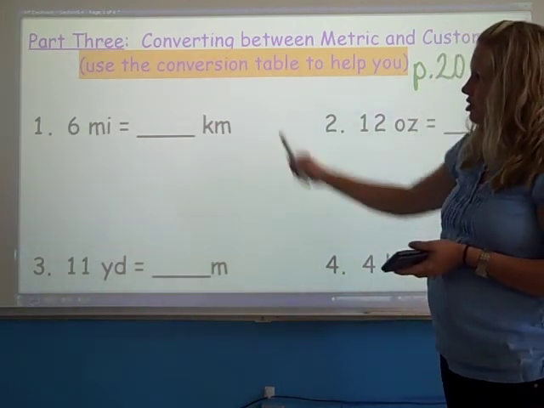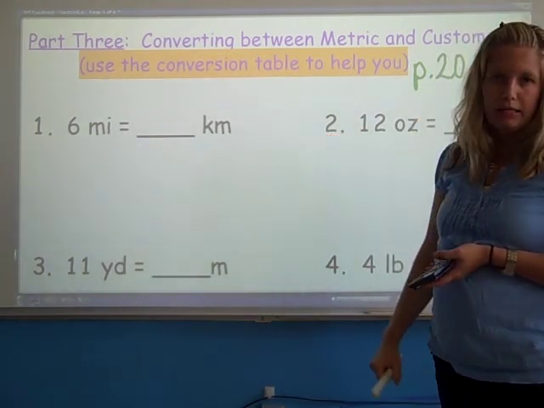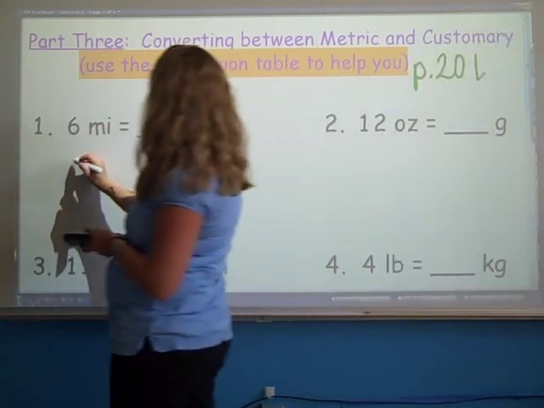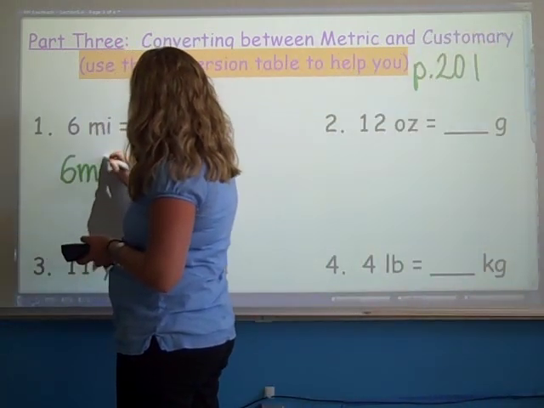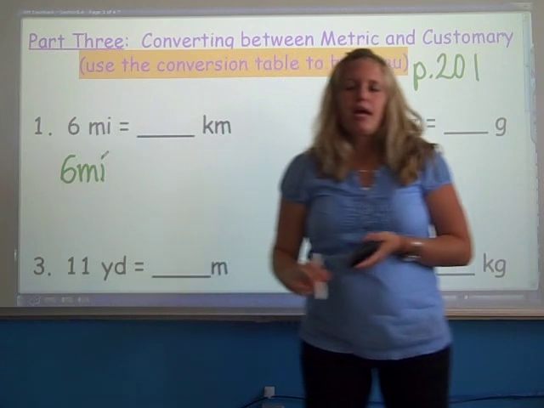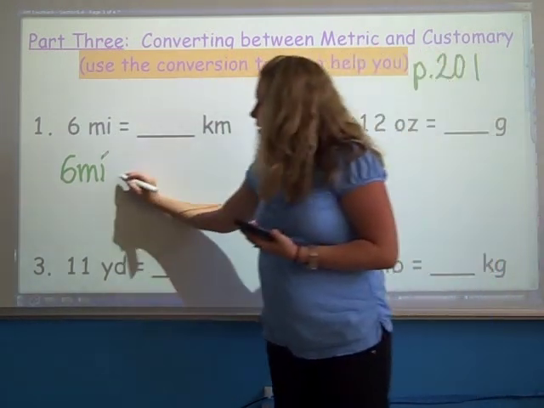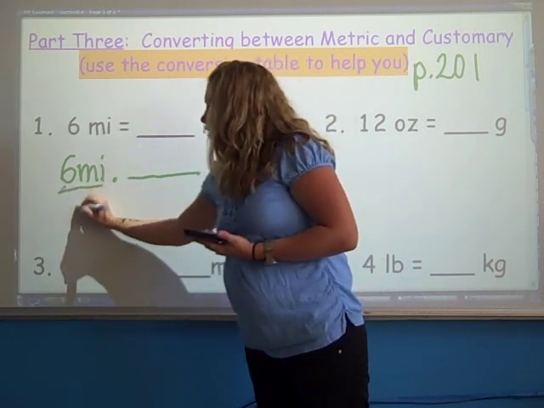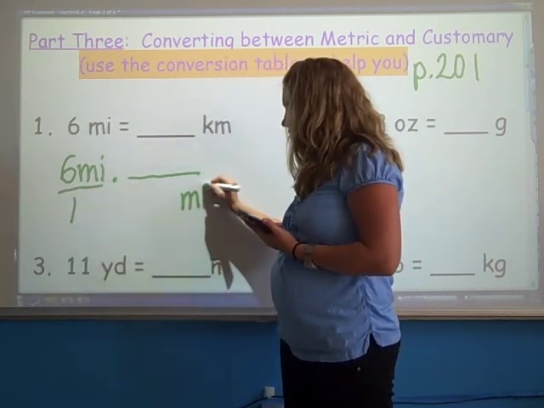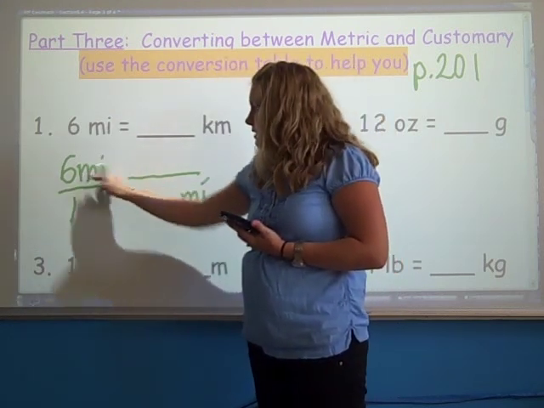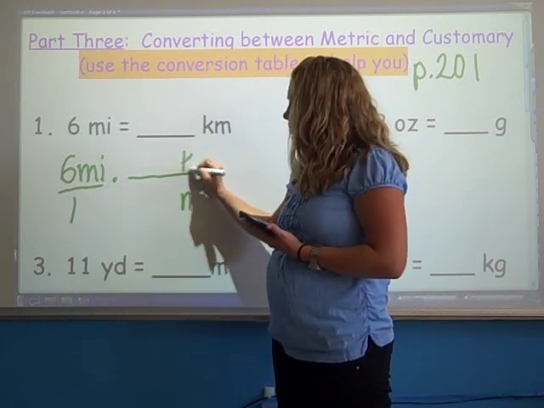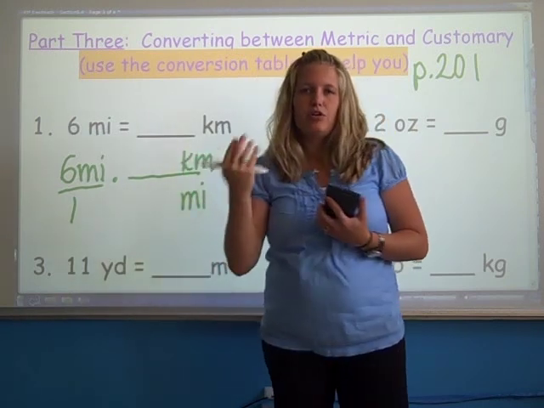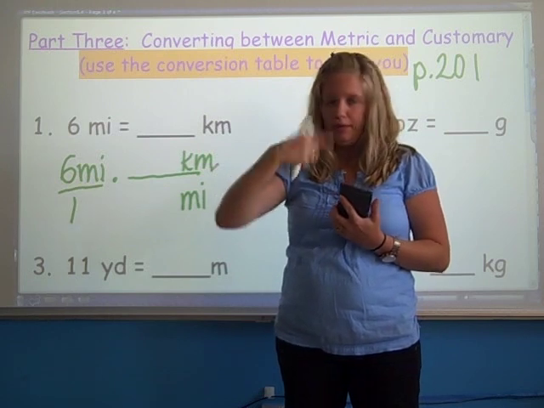So we want to change 6 miles to how many kilometers? So you're going to write 6 miles. And then you're going to go look at the table. I want to put the miles down here in the denominator so I can cancel out the miles. And I want to put the kilometers here. So that's how you know how to position it, which way you're going.